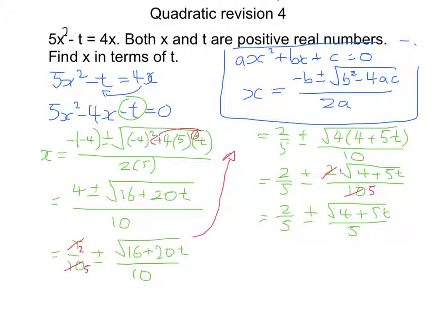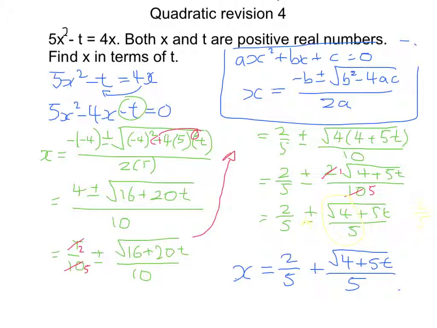Now the question tells us that both x and t are positive real numbers. If I was to consider just this bit here, that's the equivalent of 2/5. So the second part of this equation is going to be a value bigger than 2/5. So if we were to have 2/5 take away a number which is bigger than 2/5, that would then mean that x would become negative. So what we then need to do is basically only consider the positive version of this. So that would then tell us that x will be equal to 2/5 plus the square root of 4 plus 5t all over 5. And that will be the answer for that one.